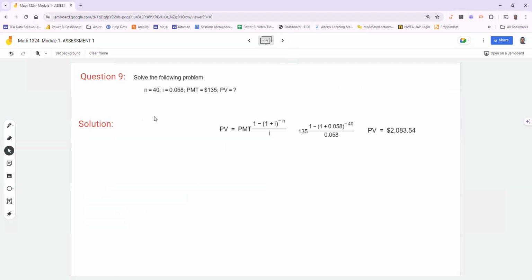Question 9 is a straightforward question. It's just a formula application. It gives me the N value, I value, PMT value, and it just asks me to find the PV, which I can just go ahead and plug into the formula and I can find the PV.